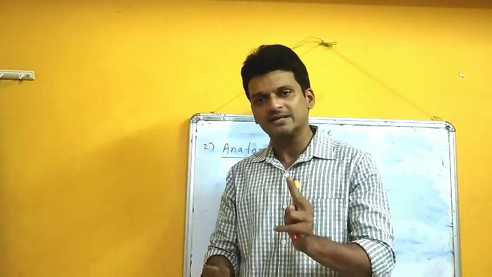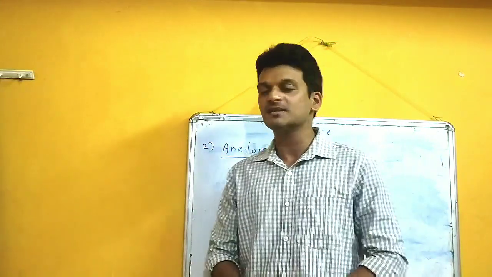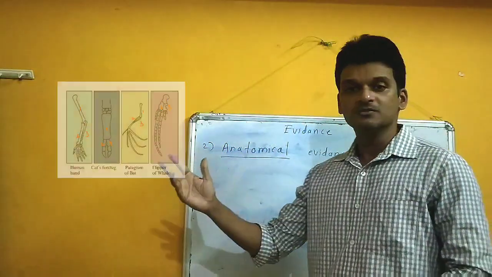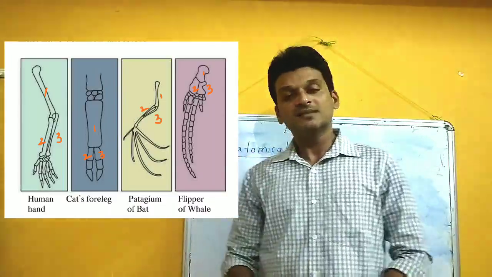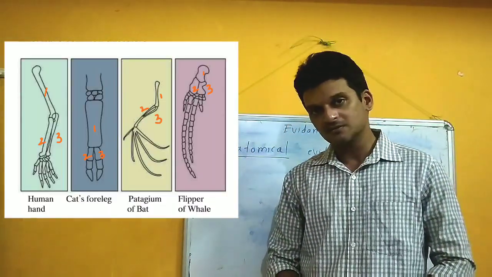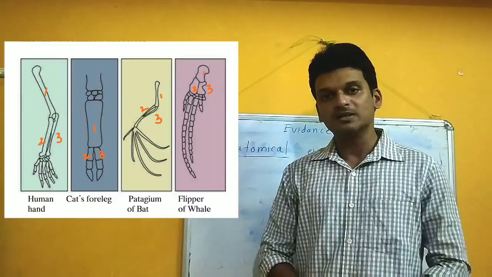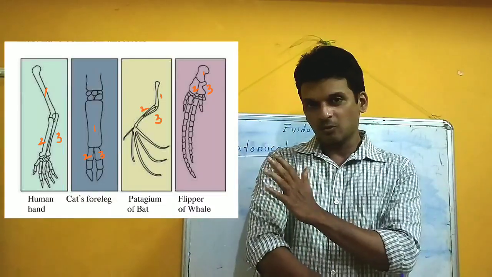But now I have made certain changes in the second diagram. So now I will show you that the second diagram is the same, but I have made some changes in it. So here comes your second diagram. In this diagram you can see I have given certain numbers. Let's observe the human arm. In the human arm, now just look here.